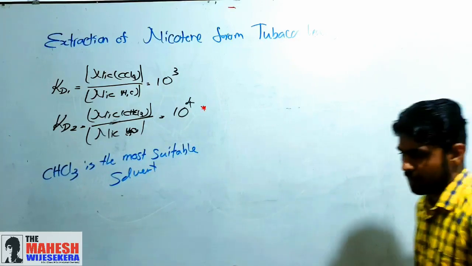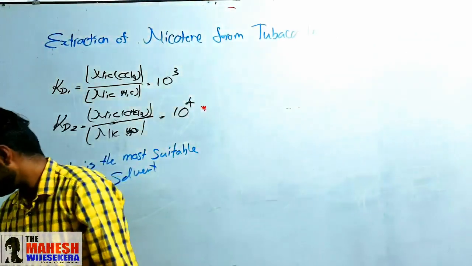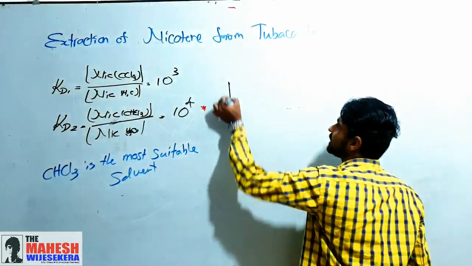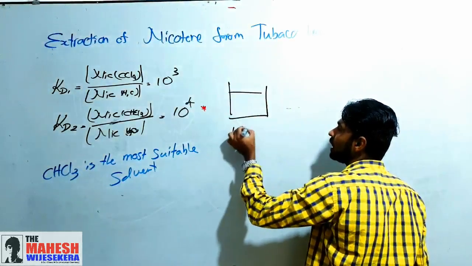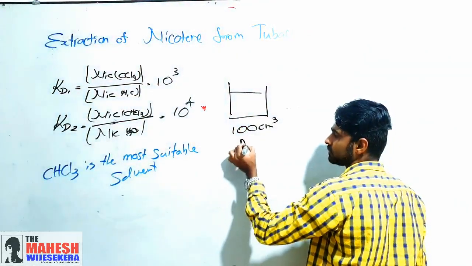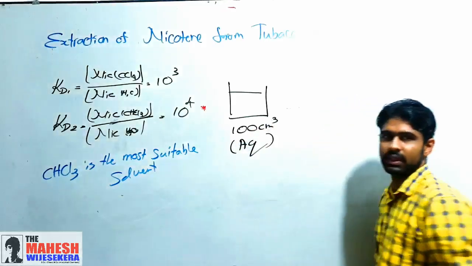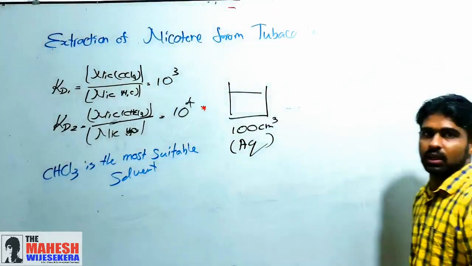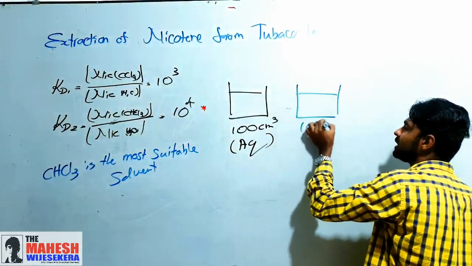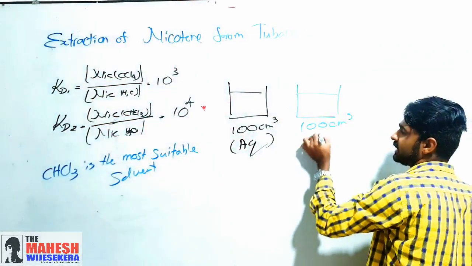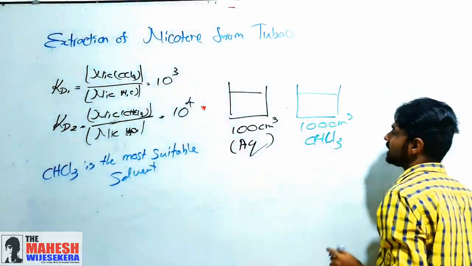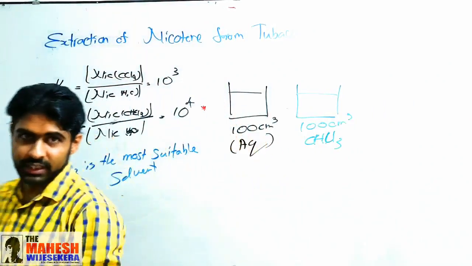Most suitable solvent. And also we have something like this. Now suppose we have, just think about, 100 cubic centimeters of aqueous layer. In order to extract that, we take 100 cubic centimeters of CHCl3.